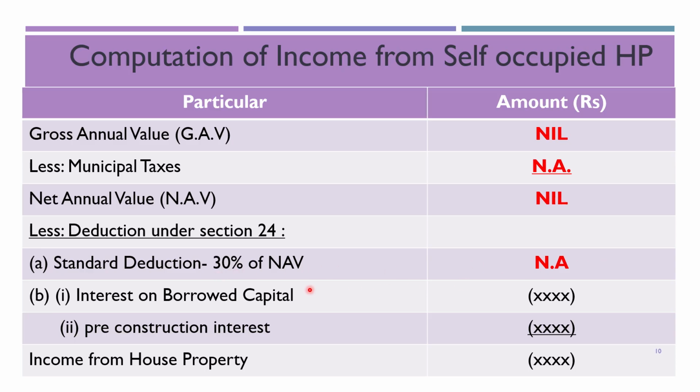Whatever deduction is pending is interest on borrowed capital and reconstruction interest. The balance amount will be income from house property. Actually, that will be a loss or a zero. If there is interest, it will be a negative figure. If there is no interest, this will be a zero figure.